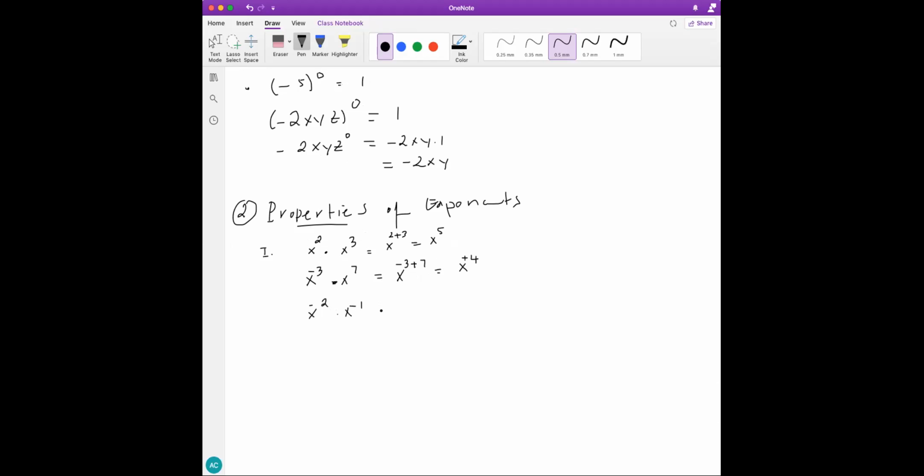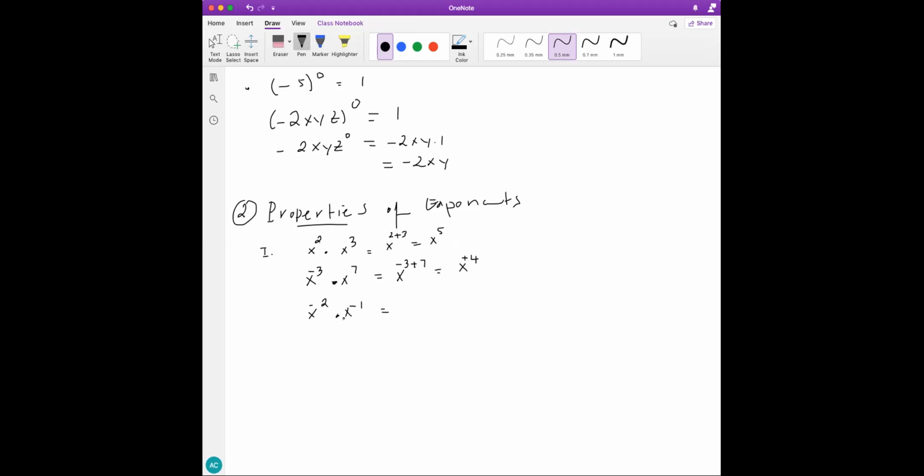For instance, this. Again, when I put a dot here or a period, it means multiplication. I don't want to put a multiplication sign because it looks like an X. We don't want the expression to look confusing. So dot means multiply. It's not a decimal point or anything.